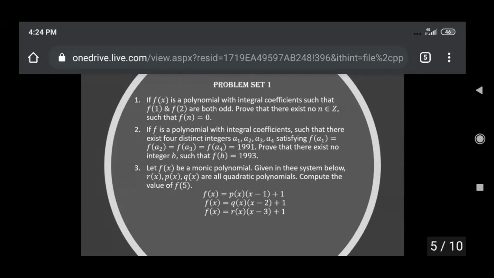Chinmay, that is a monic cubic polynomial, not just a monic polynomial. F of x is not any polynomial. It's a cubic polynomial. But it's monic.